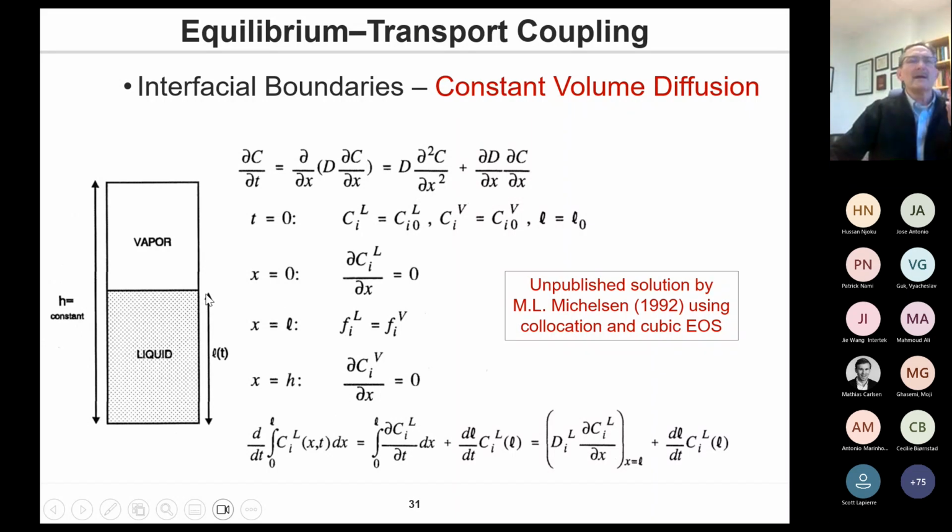It's an interesting problem. Mikkelsen took and basically combined his knowledge of the collocation methods to take this solution of diffusion in a moving boundary problem, diffusion in the liquid phase, diffusion in the vapor phase, with the boundary conditions that were required at the interface. It was an interesting problem.